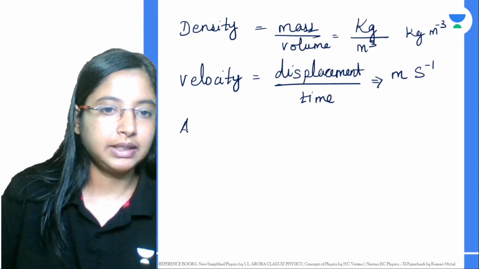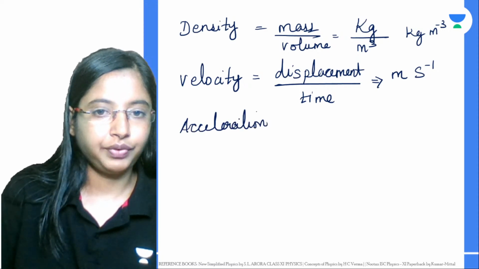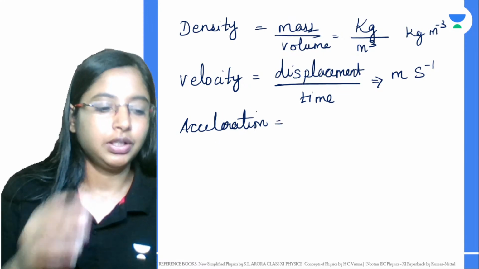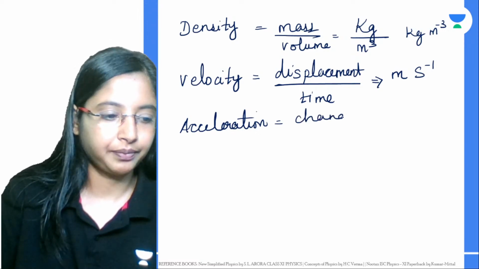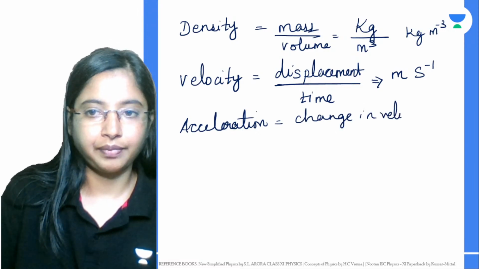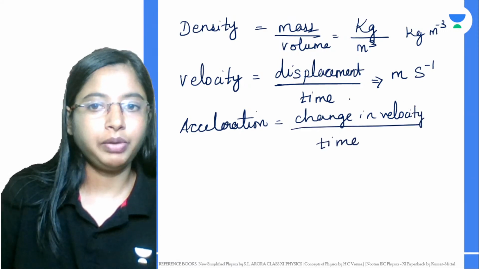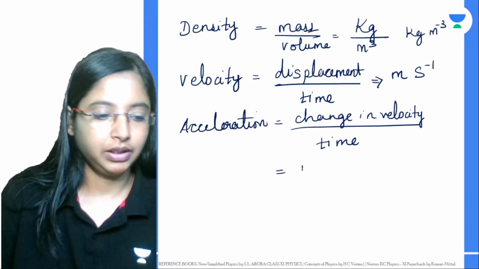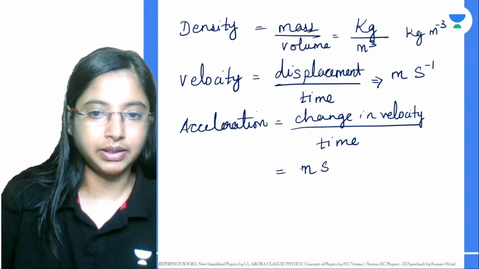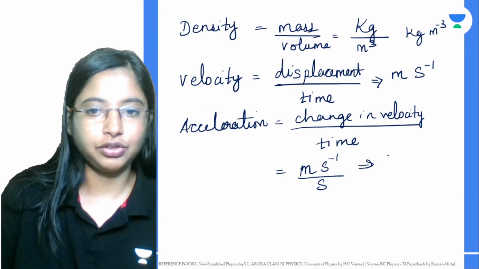What would be the unit of acceleration? If you want to derive the unit of acceleration, we know acceleration is given by change in velocity by time. So what will be the unit of velocity? The velocity is given by meter per second, divided by time. So when you bring it on top, the acceleration unit will be meter per second square.